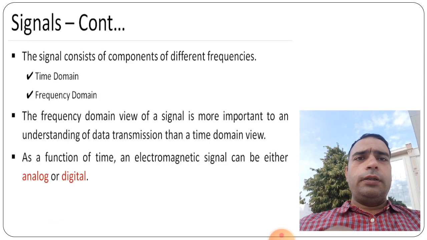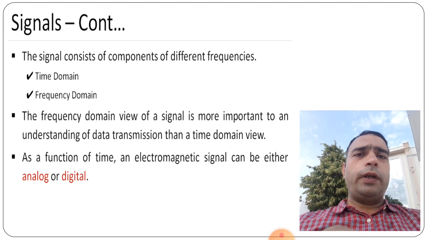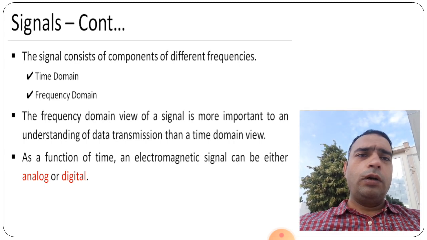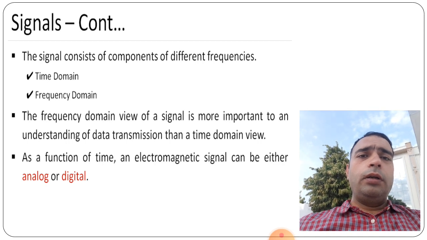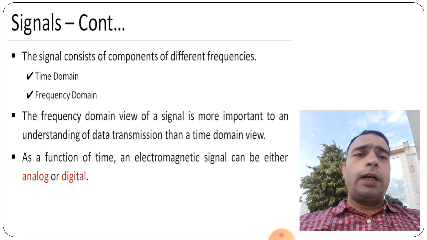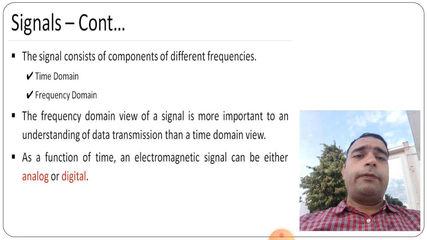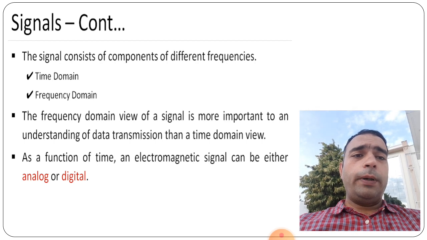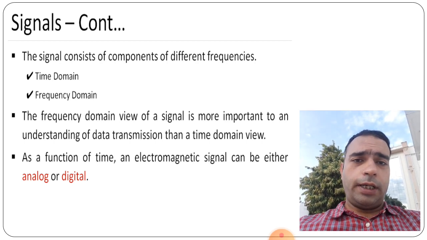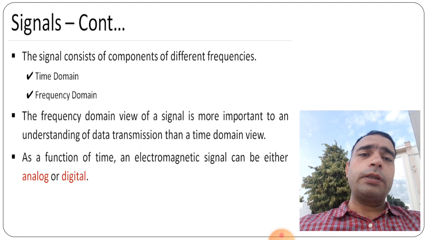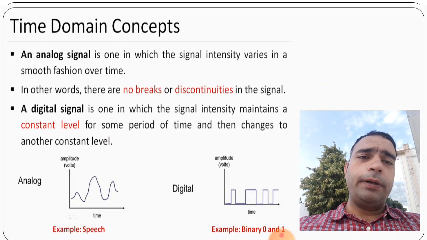Next thing is the signal consists of components of different frequencies. One is the time domain, and the second thing is the frequency domain. The frequency domain view of a signal is more important to an understanding of data transmission than a time domain view. As a function of time, the electromagnetic signal can be either analog or digital, we can say. Okay, so both are different. Analog is different and digital is different. The frequency domain is more important than the time domain.